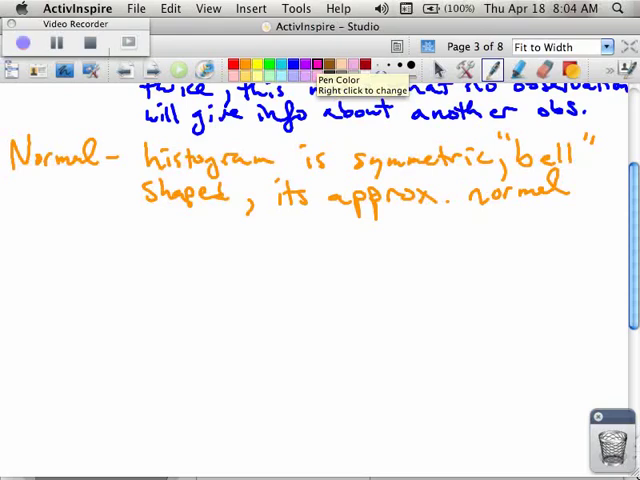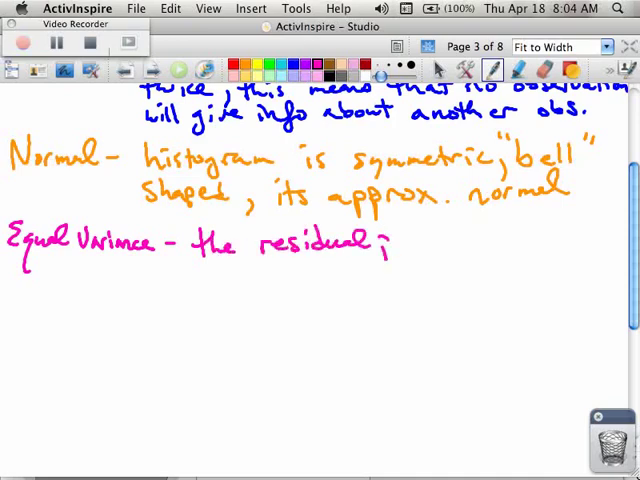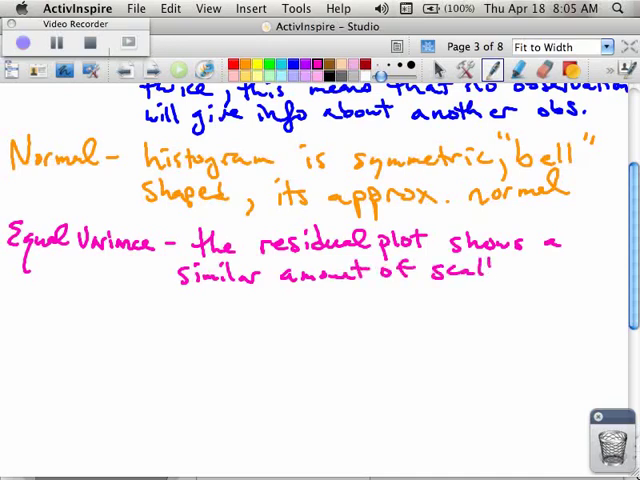And then we wanted to talk about the equal variance, that was the E. When you're looking at equal variance, you're looking at the residuals. So it looks like the residual plot shows a similar amount of, I guess what I call scatter, around the line y equals 0 for almost all data points.